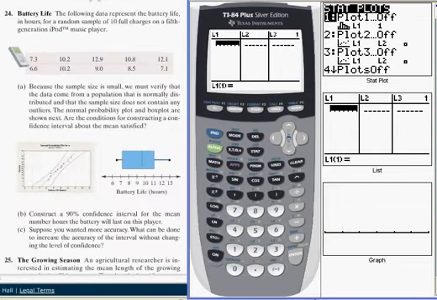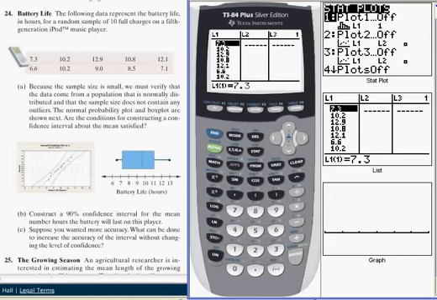Okay, so the problem I want to demonstrate this with will be number 24 on page 432 concerning battery life for iPods. And what you're given in this situation is the sample data from 10 full charges. What I'm going to do is take these numbers and put them into a list. So I'm going to pause the video and do that really quickly and then come back.